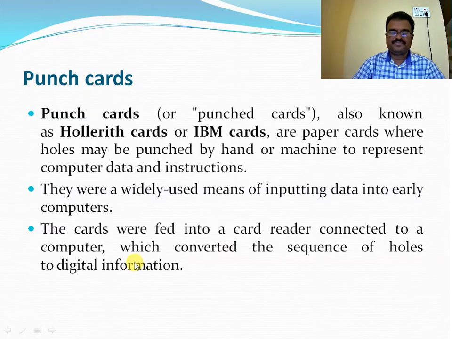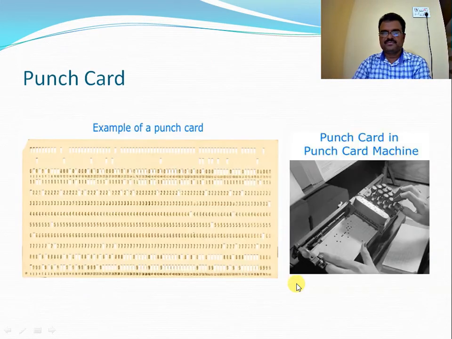Punched cards, the oldest input device. Punched cards, also known as Hollerith cards or IBM cards, are paper cards where holes may be punched by hand or machine to represent computer data and instructions. They were widely used means of inputting data into early computers. The cards were fed into a card reader connected to a computer, which converted the sequence of holes to digital information. So here we have punched card examples.